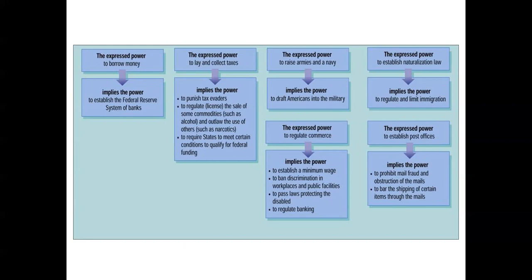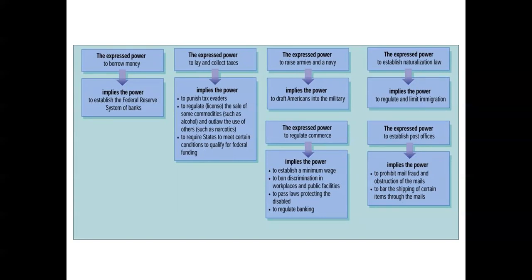Let's look at another example here. Raise an army and the navy implies that government can draft Americans into the military. Another example, naturalization: regulate and limit immigration. Post office implies the power to prohibit mail fraud and prevent shipping of certain items through the mail, stuff like that. So from each delegated power, there could be some implied powers.